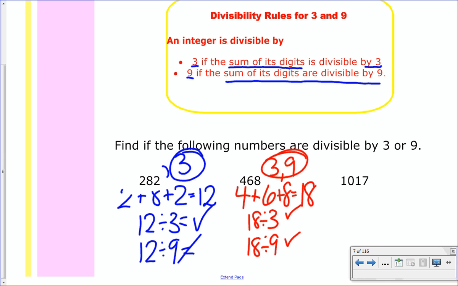And now we can do 1017. I want you to do this one on your own. Again, add up those digits and determine if 3 and 9 are both factors for it. Go ahead, pause me now and do that one.